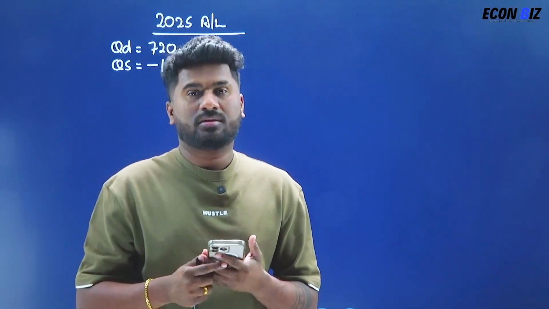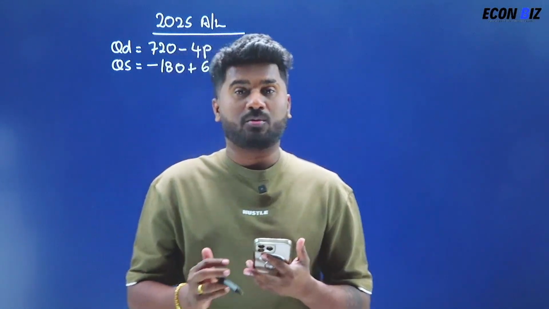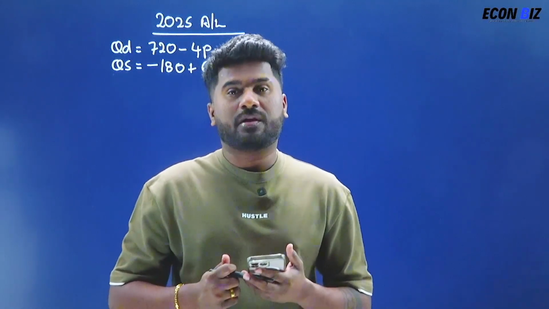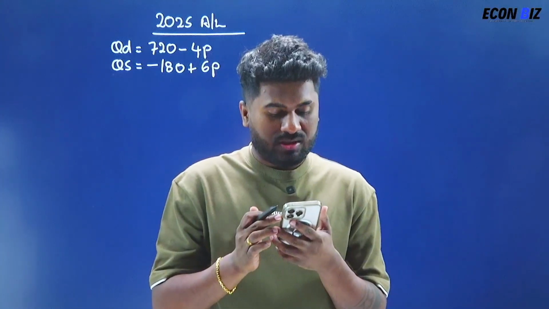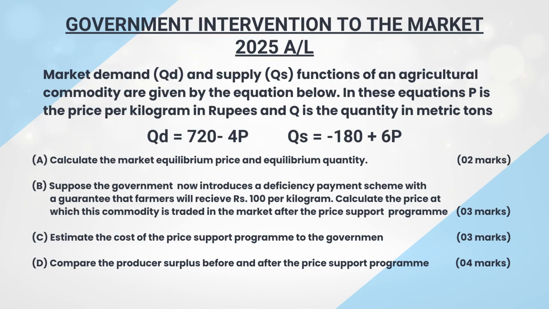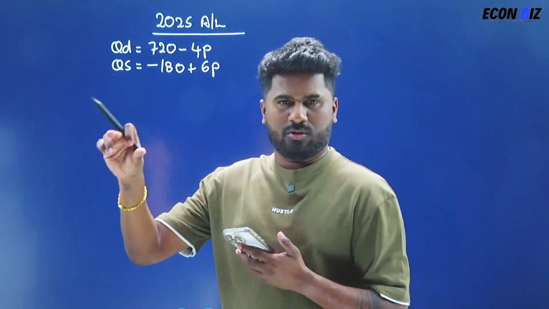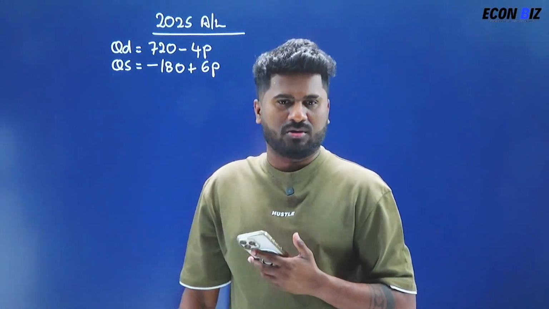Right, through this video we are going to talk about the 2025 A-levels government intervention question. Let's see the question. Market demand and supply functions of an agricultural commodity are given by the equations below. In these equations, price is the price per kilogram and quantity is quantity in metric tons. Price එක kilogram වලින් දෙන්නේ, quantity එක metric tons වලින් දෙන්නේ.